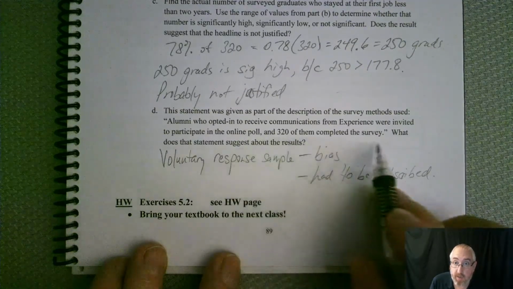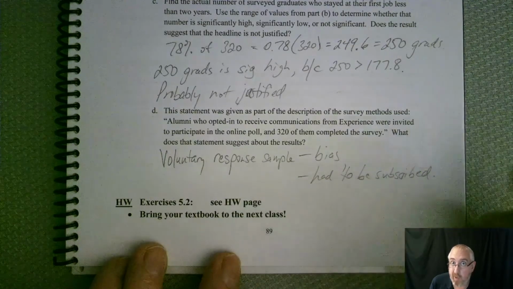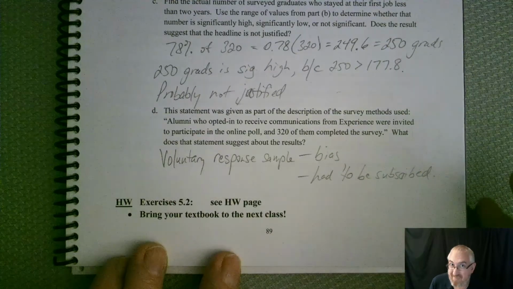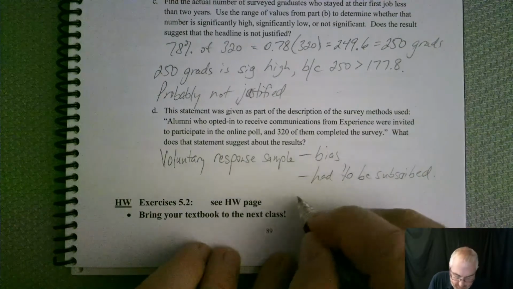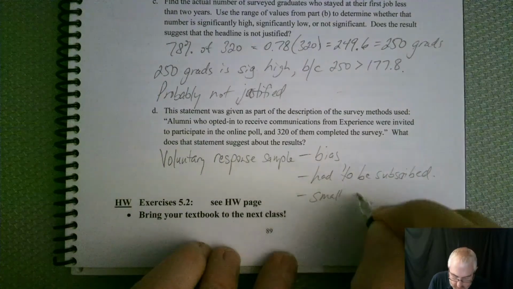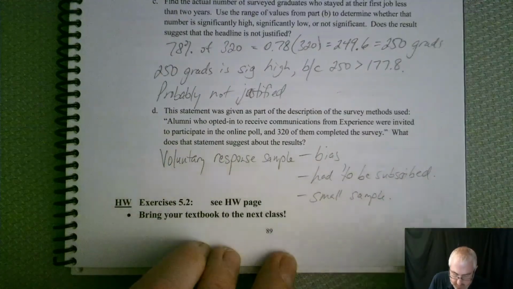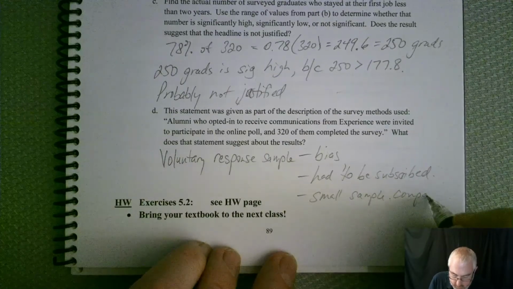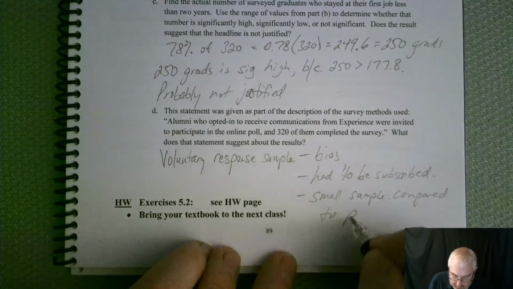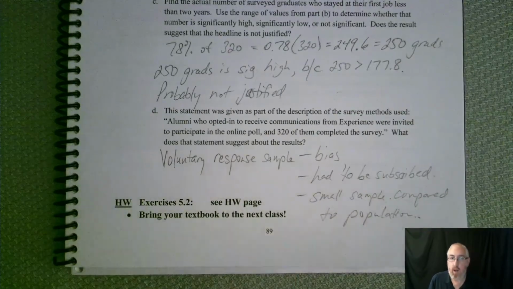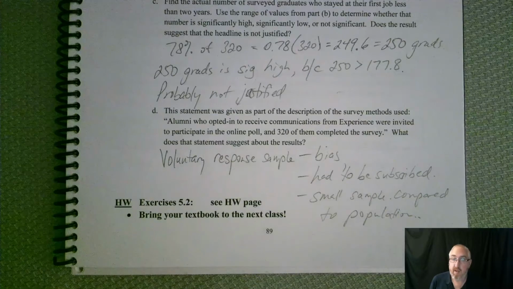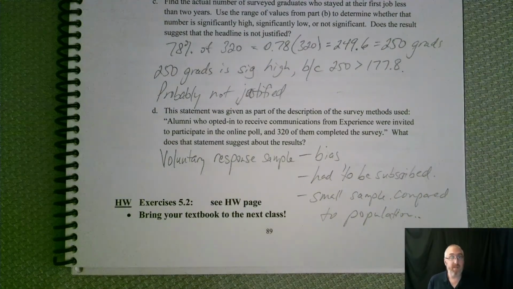Only 320 of them responded. Is 320 a big sample size compared to all the college graduates? Not really. So again, small sample compared to population. So there's all kinds of flaws in this survey. So that's one of the things you have to be skeptical about when you see those online polls on television.